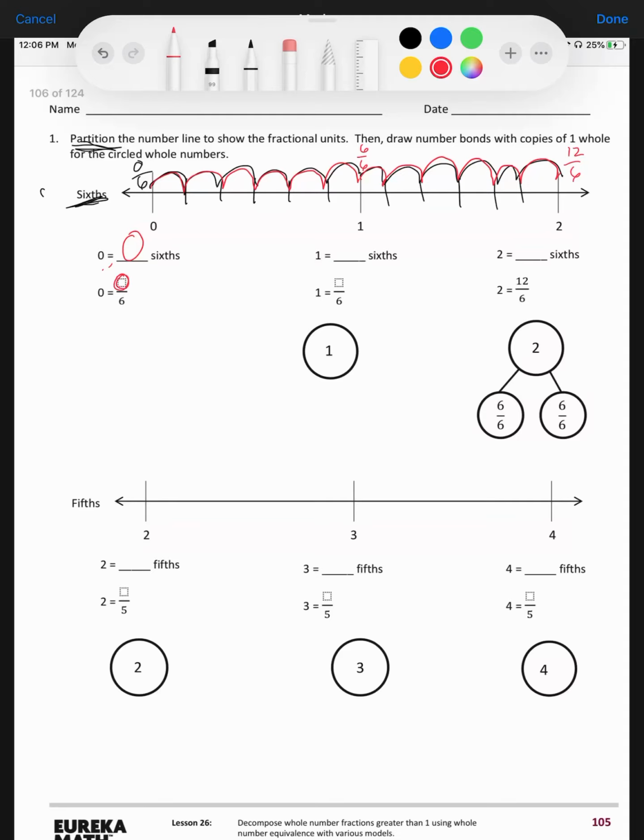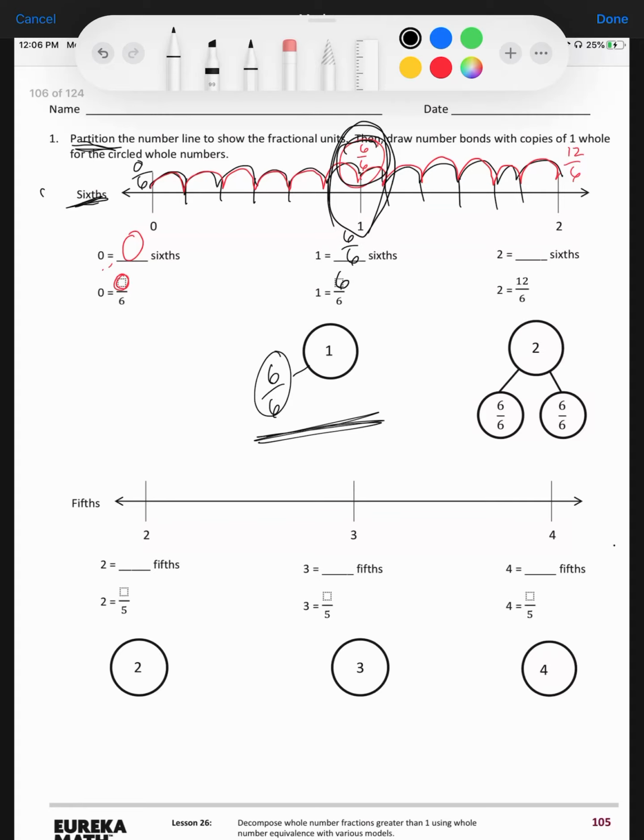So 1 is equal to how many sixths? Well, we already figured that out up here, that 1 is equal to 6 sixths. But now we need to do our number bond. They want us to do our number bond using one whole. So one whole is equal to 6 sixths. This is all our number bond needs to be for 1, because one whole is equal to 6 sixths. So you just need one piece of it.